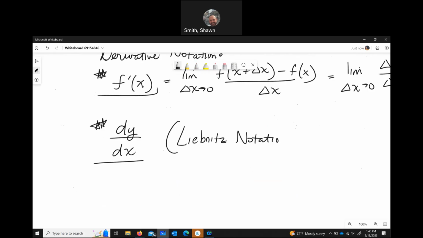We will use that periodically. I've mostly used just the prime notation, especially if you're given nice polynomial functions, or it's already in function notation, it's just a prime mark on it. But this now says, take the derivative of y with respect to the x. Your independent variable is x. So it could also be written as this.